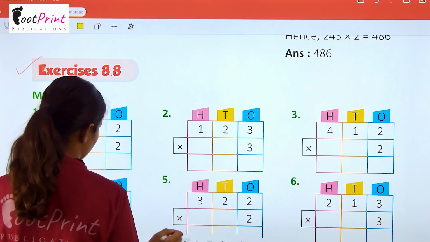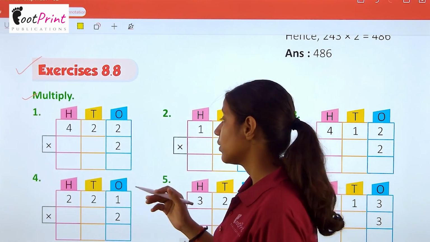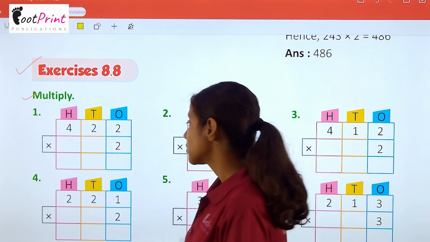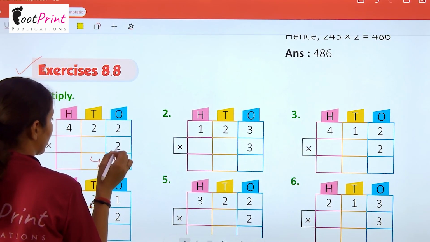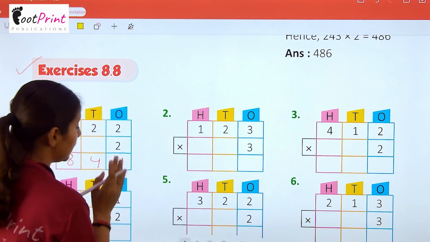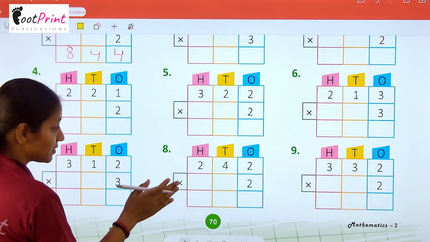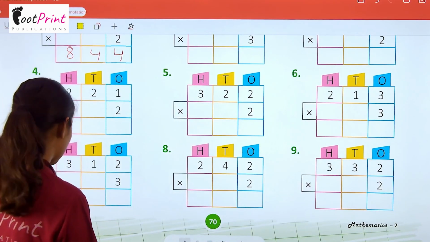Multiply. The question number 1 says multiply 422 with 2. So 2 2s are 4. Now 2 2s are 4 and 4 2s are 8. As I did in question number 1, simply follow the steps, follow the methods and the explanation part and do this question by yourself.